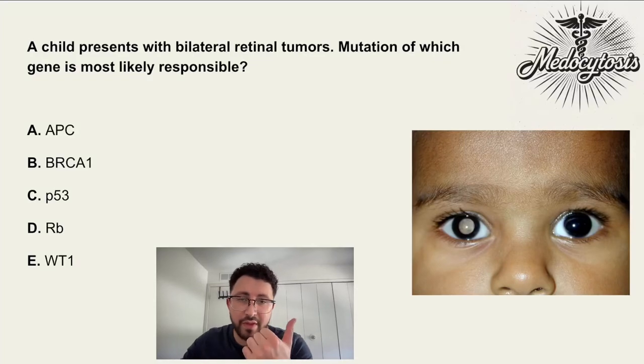When you see this picture right there on your step 1 exam, you should automatically know the answer, no questions asked. This is probably the highest yield question you can get asked about tumor suppressor genes. And if you see that picture right there, you should get the answer without thinking twice. So let's get right into it.